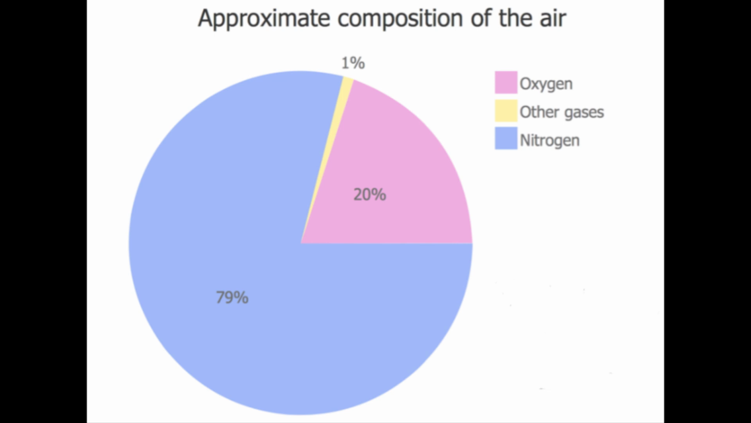You can also see from this graph that, in oxygen, the color is pink. And other gases include carbon dioxide, argon, and water vapor. In conclusion, this graph is very informative.